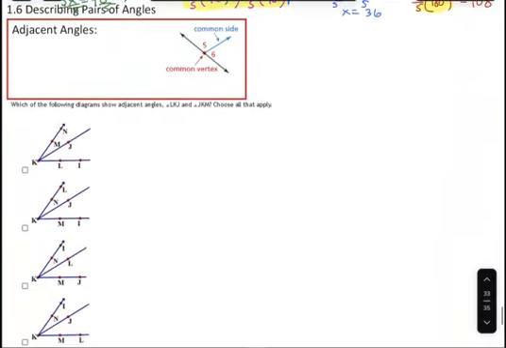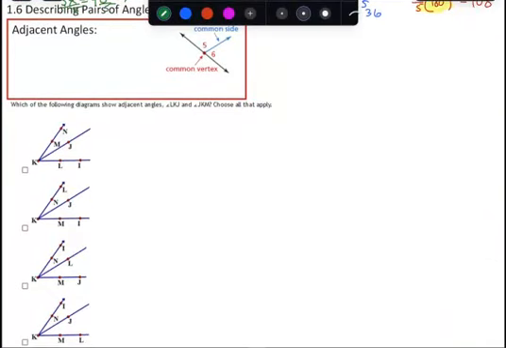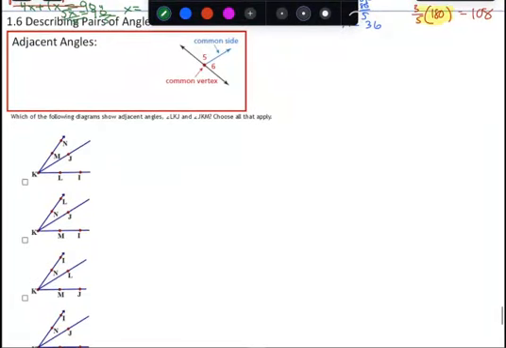All right, the next slide has to do with describing some pairs of angles. This next type is a pair of angles called adjacent angles. Adjacent angles have the following conditions. Again, it's a pair, so there's 2 of them. They have to be coplanar. And they have to share a common vertex. And they have to have a side in common but no common interior points.